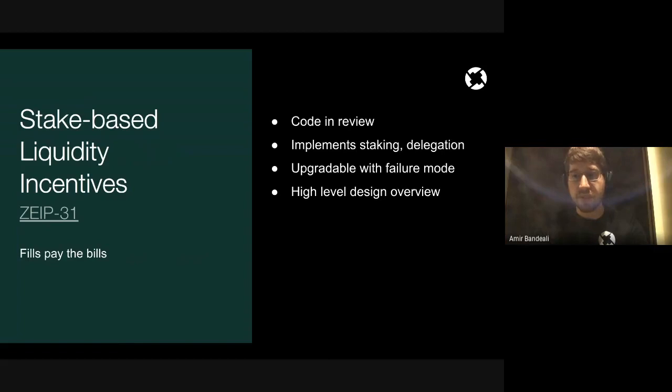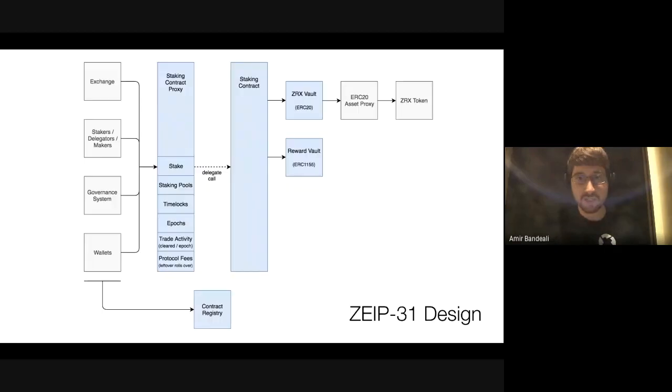So you could do staking, delegation. It's upgradable. It also has this kind of catastrophic failure mode in case anything happens, just to make sure there are as few assets at risk as possible. Here's a high-level design overview of what's implemented in this PR. Actually, there are a few pieces of this, specifically the governance system and the contract registry, that are not implemented in this PR.